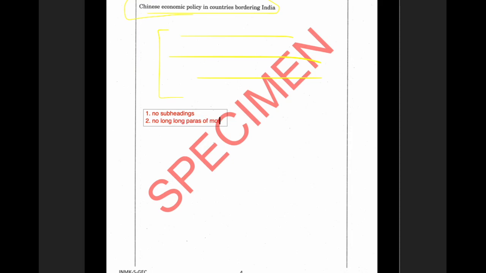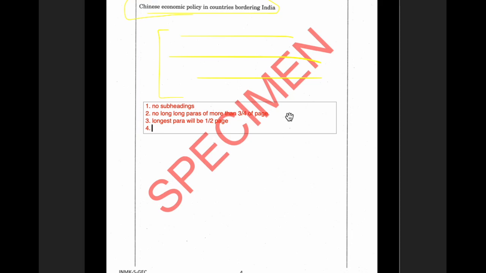long paras of more than 3/4 of a page. In the CAPF exam you should never write long paragraphs. This is not the civil services mains where you can write 3/4 of a page of a paragraph, because you're discussing philosophical ideas. But here no, the longest para will be half a page. That's it. You won't go longer than that.